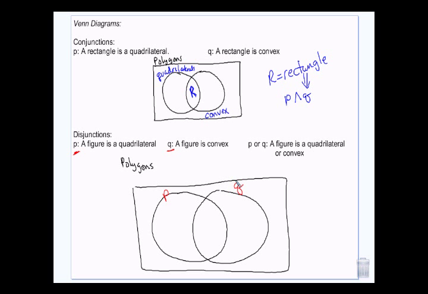So what we have is in the quadrilateral area over here, we have the ones that are not convex. And in the convex area over here, we have the non-quadrilaterals. So these are all quadrilaterals that are not convex. These are all convex figures that are not quadrilaterals. And in the middle, you have the things that are both.